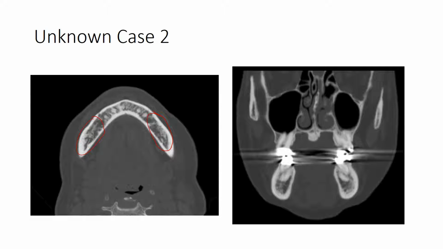And a lot of it was centered around the root apices as well. And on the coronal section, again, I would point out this area and this area. So in this case, there were no definitely abnormal findings, so normal was on the differential. The other thing I would consider would be stage 0 medication-related osteonecrosis.